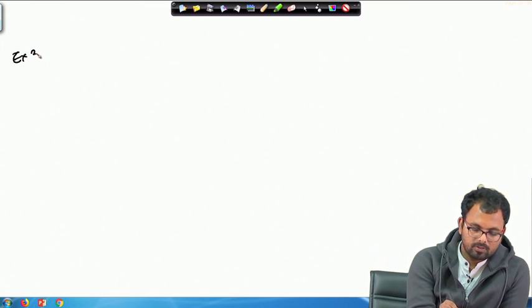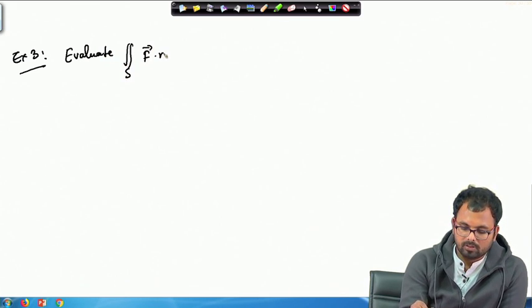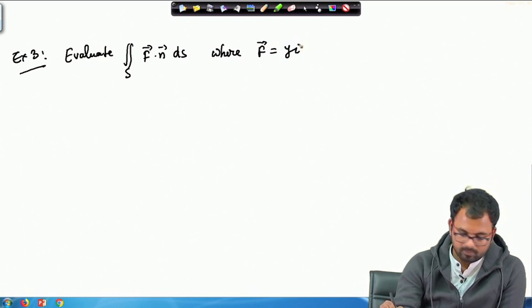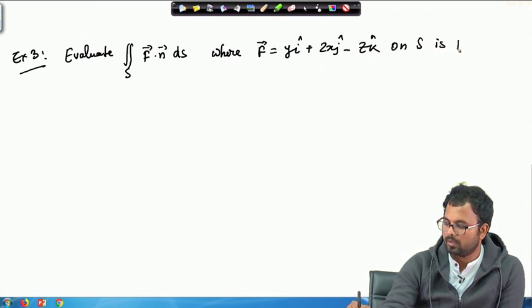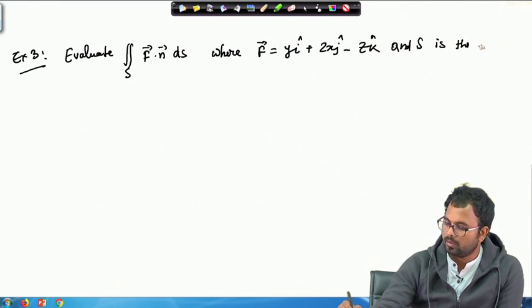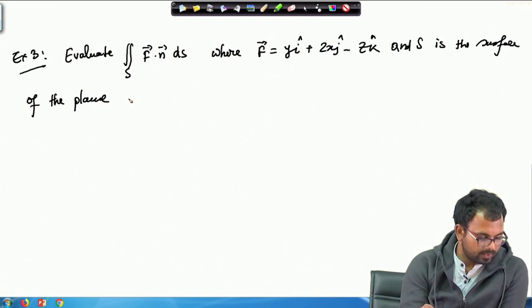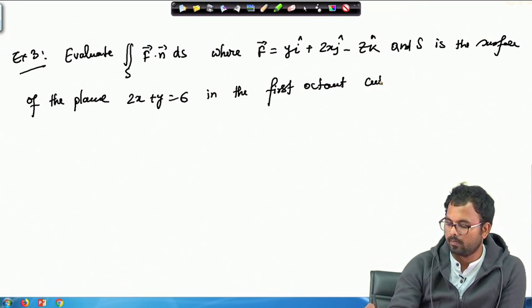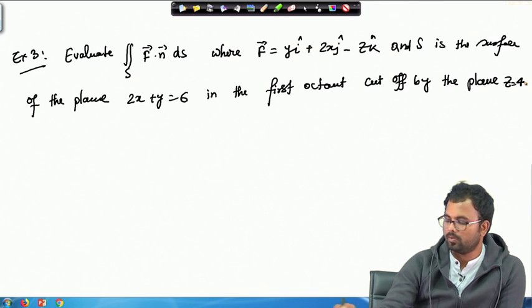So, another example, evaluate the surface integral where f is equals to yi plus 2xj minus zk on S, and S is the surface of the plane 2x plus y equals to 6 in the first octant, cut off by the plane z equals to 4.